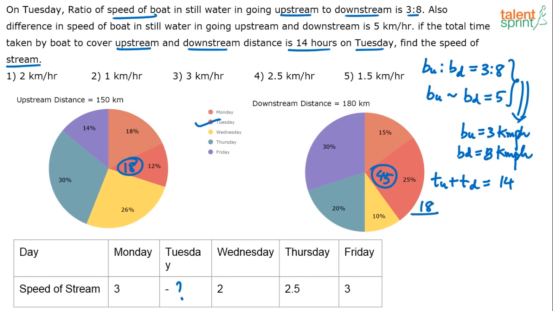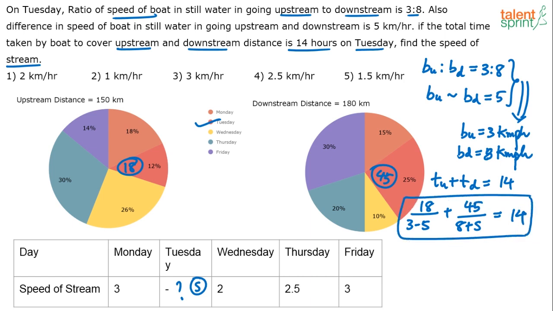18 by speed of the stream, let's assume it is S. So 18 by upstream, which is speed of the boat minus speed of the stream, so 18 by (3 minus S), plus downstream, 45 by (8 plus S), where downstream is speed of the boat plus speed of the stream, equals 14 hours. That's it. Only one equation, one variable. Solve for S and you will get the answer. He's asking us to find out the speed of the stream, so by solving this equation, you get the speed of the stream.